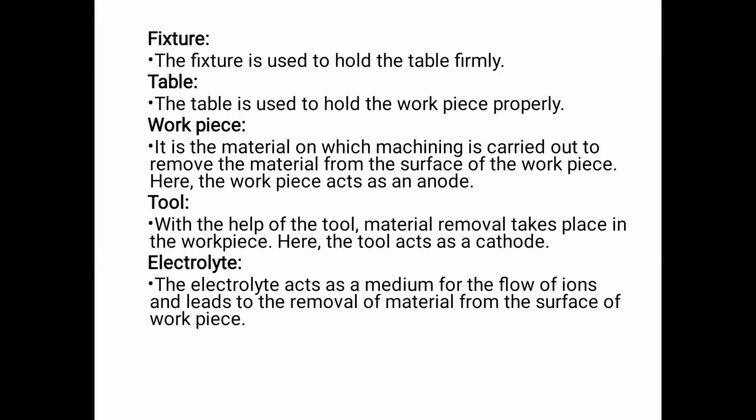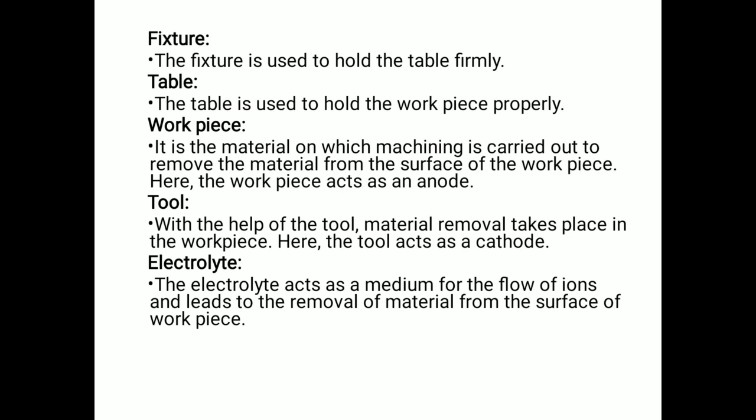First one is fixture. The fixture is used to hold the table firmly. Next, table. The table is used to hold the workpiece properly. Next one is workpiece. It is the material on which machining is carried out to remove the material from the surface of the workpiece. Here the workpiece acts as an anode. Next one is tool. With the help of the tool, material removal takes place in the workpiece. Here the tool acts as a cathode.